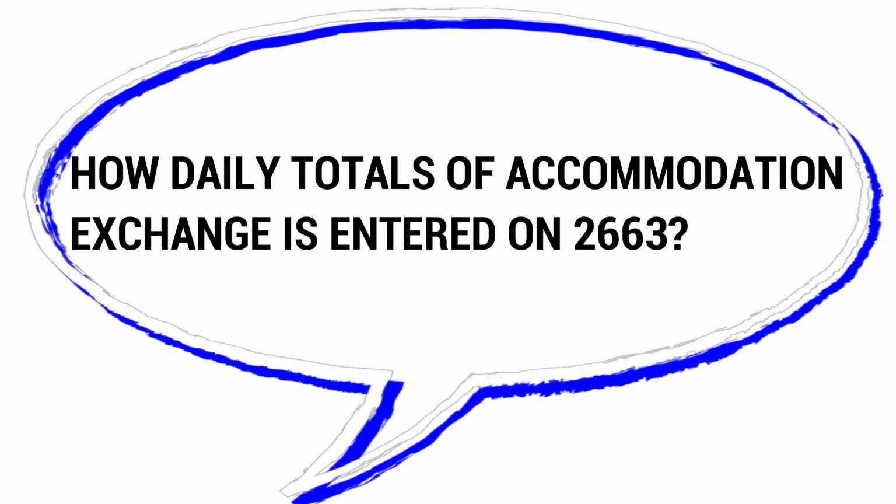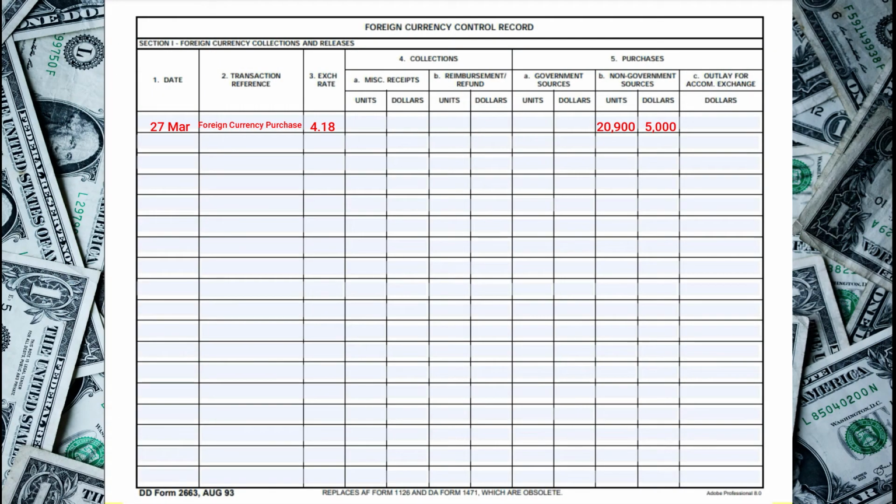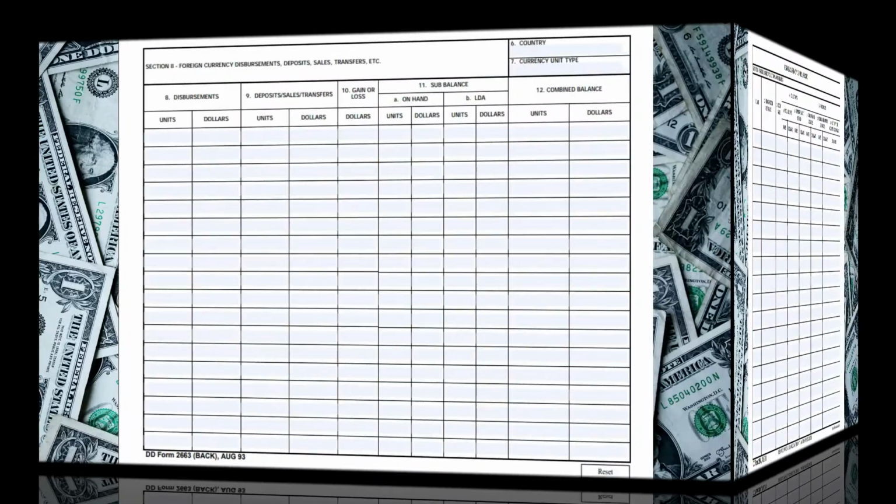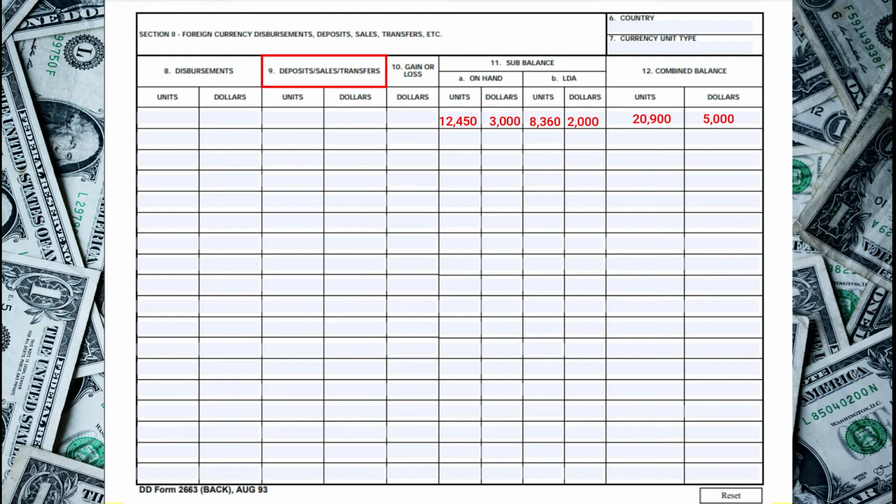Now, let's see how the daily totals of accommodation exchanges is entered on the 2663. First, enter the applicable business day. Next, identify the transaction as an accommodation exchange. Next, type the exchange rate. Turn the page over to column 9 titled Deposit, Sales, and Transfer column. Enter the daily total of accommodation exchange found on the DD 2664 for the currency disbursed to the customer in units sub-column, and the US equivalent in the dollars sub-column. On block 10, enter the gain from performing accommodation exchanges.